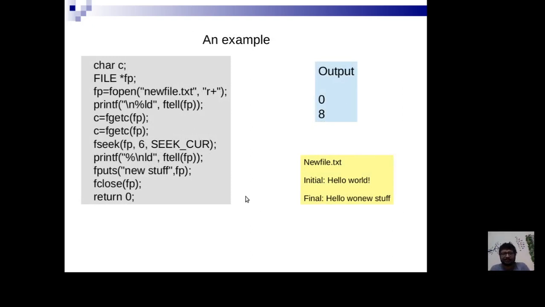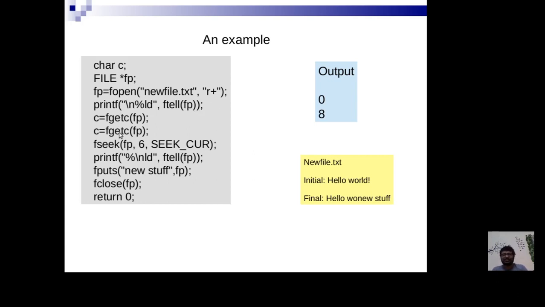So here I am opening a file in mode r+. So what is r+? If there is no file of this name, newfile.txt, it will return NULL. So it won't create any new file. If there is a file of this name, newfile.txt, it will open it, and it will allow both reading from it and writing to it. So let's first print ftell of fp. You will see 0 printed, because when you open a file, the current position is 0.